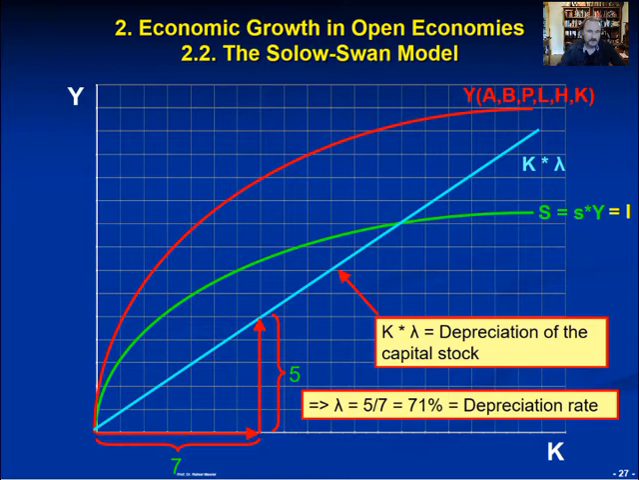A more realistic depreciation ratio for Germany, for example, would be somewhere between 2 and 3%. We use this very high value for the depreciation rate here simply to make the graphical exposition somewhat easier.